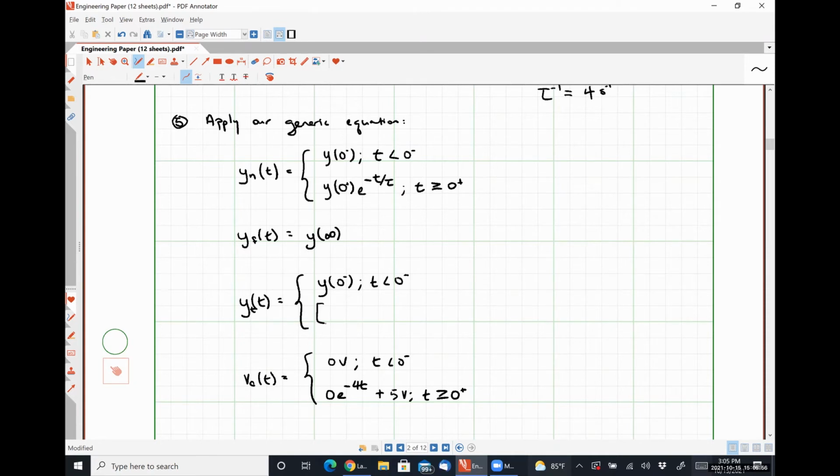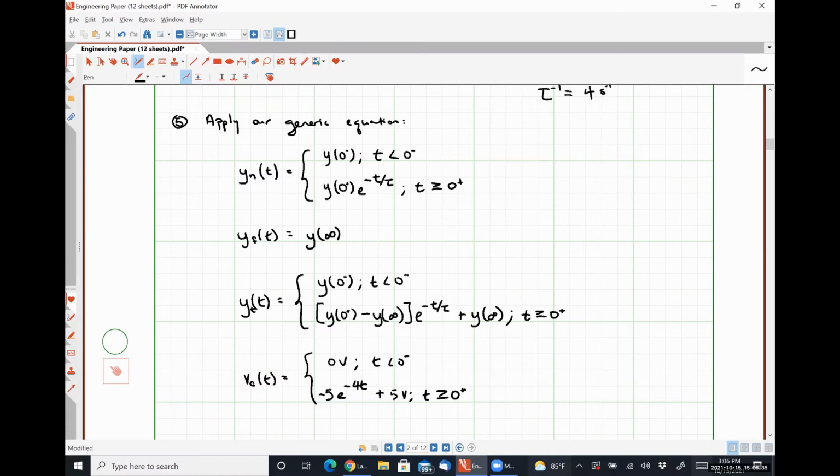And I'm going to say that this should be y at 0 plus minus y at infinity, e to the minus t over tau, plus y at infinity, for t greater than or equal to 0 plus. So when I make that change, what happens to that coefficient in front of my exponential? Well, I have 0 minus 5 volts. So it's just going to be minus 5.